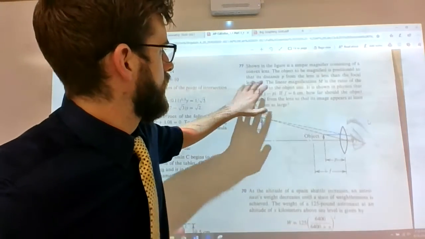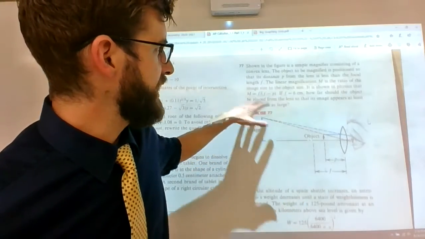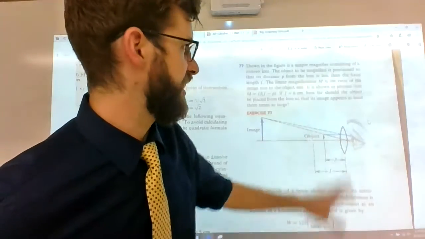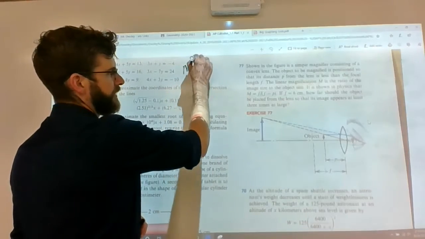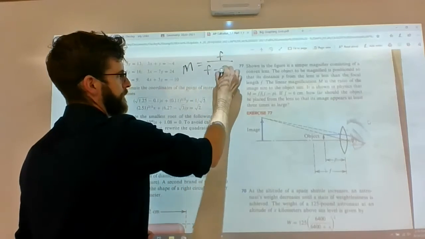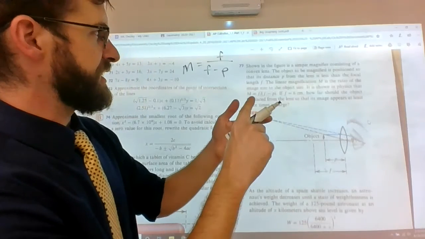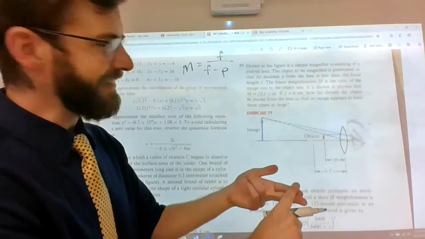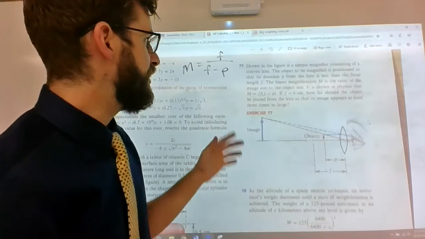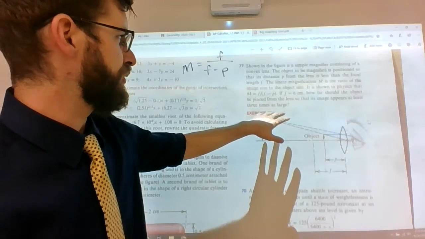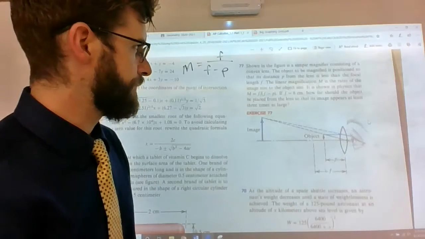We're talking about object magnification, where m is the ratio of the image size to the object size. And we got a whole bunch of stuff happening here. Basically, they're saying this equation gives us perspective on the distance p from the lens, the focal length f, and then m is basically talking about the linear magnification. They're saying if f is 6 centimeters, how far should the object be placed from the lens so that its image appears at least 3 times as large?